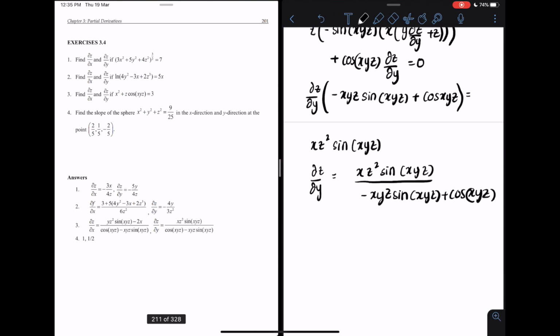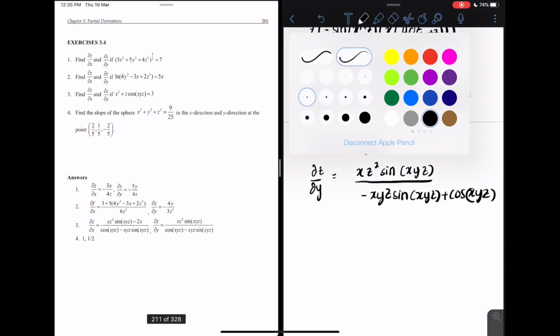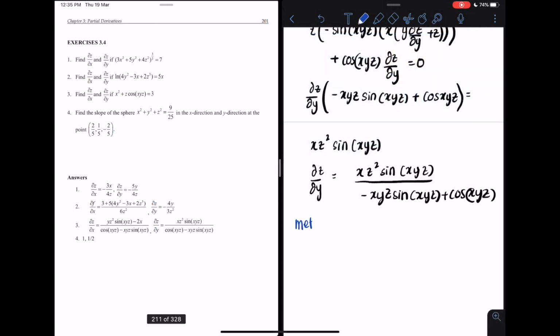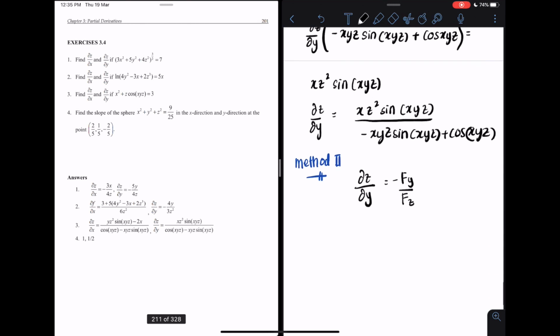Okay, you can always use method 2 to solve the problem. So method 2, which is as simple as by using the formula del z over del y equal to negative fy over fz. What should I do? I have to rewrite the equation, equate it to 0. This one is crucial and important, or else we can nullify the rest of your answer, because there is no assumption as f(x,y,z) equal to 0.